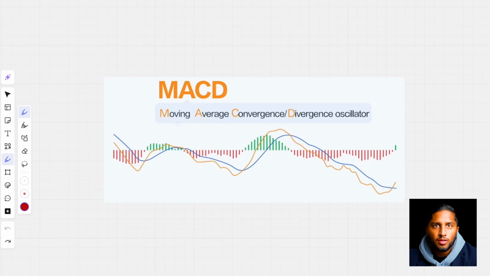MACD stands for Moving Average Convergence Divergence. It's one of the most respected tools used by traders. This sounded confusing to me when I first started, but it's pretty simple. Convergence means the two moving averages are getting closer together, and divergence means the two moving averages are moving apart. MACD is built using moving averages, which if you haven't seen the first video on moving averages, make sure to watch that as well.